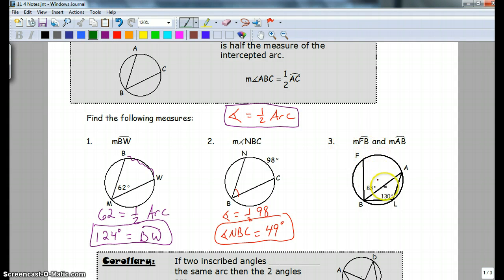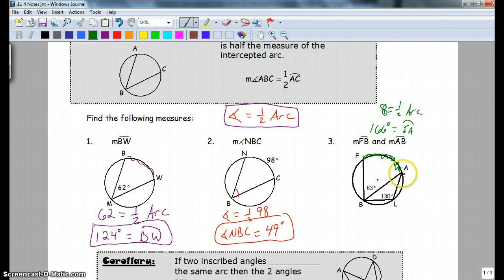Example 3's got some funk on it. Check this out. Angle FBA is 83. So the angle, 83, equals 1/2 the arc. So that means that the arc is 166 degrees. Now, which arc is that? That is arc FA. FA is 166 degrees.